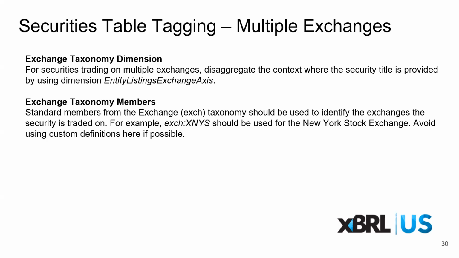The exchange taxonomy, which should be included in both US GAAP and IFRS filings, is going to have a list of exchanges that you should be using. So for example, the exchange element XNYS should be used for the New York Stock Exchange. And you want to avoid using custom definitions here. I can't think of a situation where you would want to use a custom definition, but I'm sure there's some kind of niche border case I'm not aware of. But you want to avoid using custom definitions here when possible.